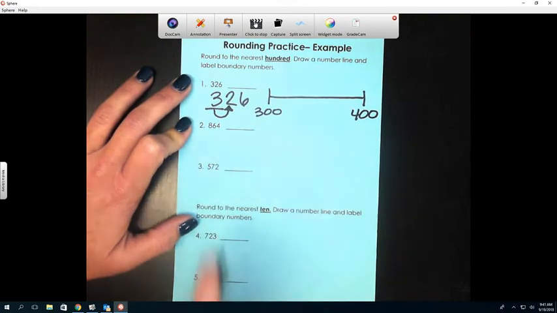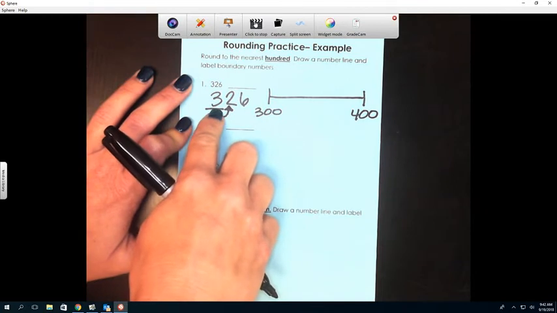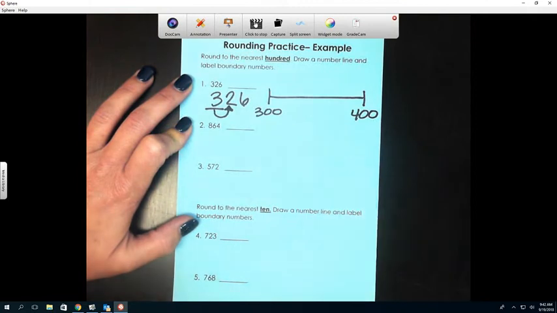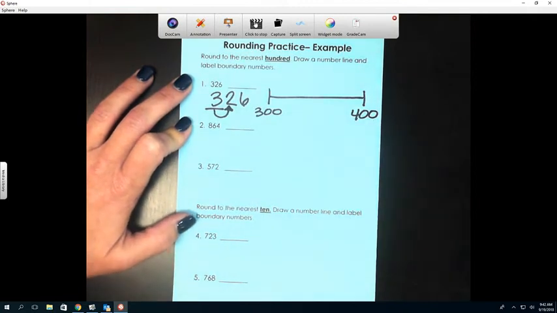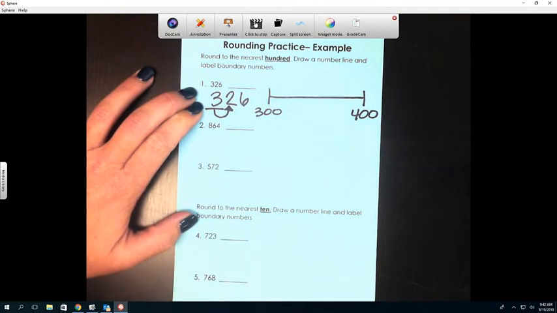So your first boundary number is always the value of the digit in that place that you're rounding to, and then it's the next one up. So in this case, we're rounding to the hundreds, so your boundary numbers would be 300 and 400. If there was a 7 here, your boundary numbers would be 700 and 800. Good job.